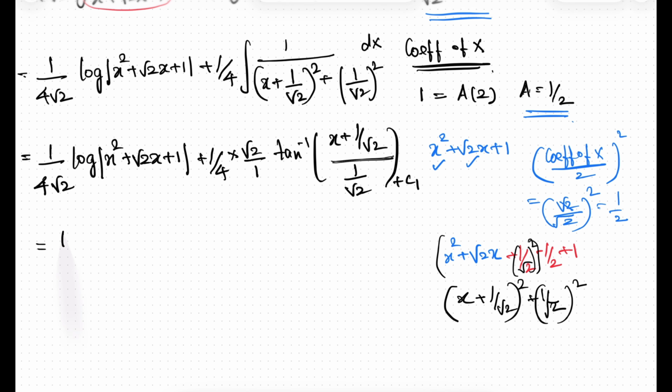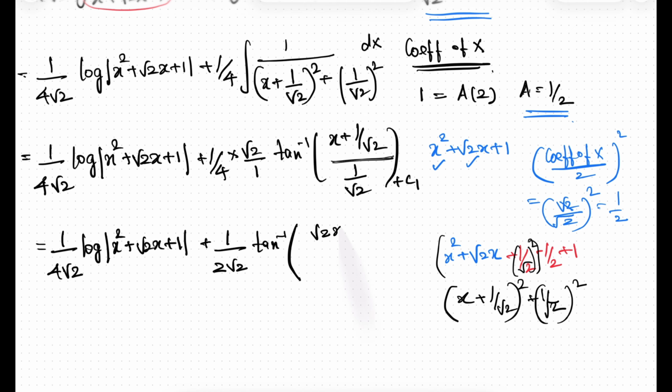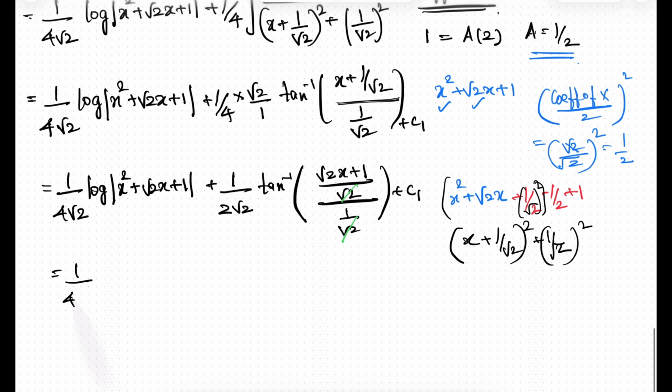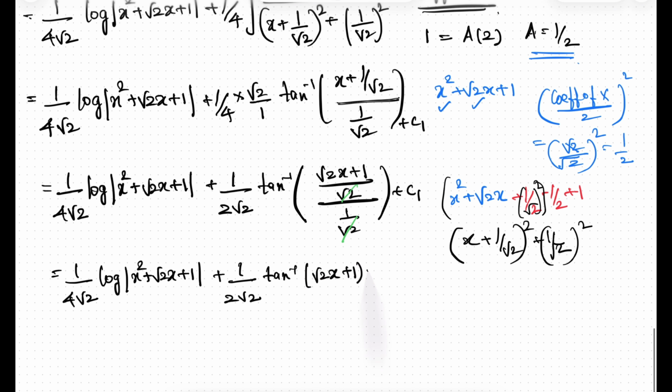So your answer is going to be 1 by 4 root 2 log of x square plus root 2x plus 1, plus I can write this one to be 1 by 2 root 2 tan inverse of, I can simplify it as, root 2x plus 1 by root 2 by 1 by root 2, plus c1. So you are going to have the root 2 and root 2 in the denominator cancelled. So 1 by 4 root 2 log of x square plus root 2x plus 1, plus 1 by 2 root 2 tan inverse of root 2x plus 1, plus c1. So this is your value for I1.